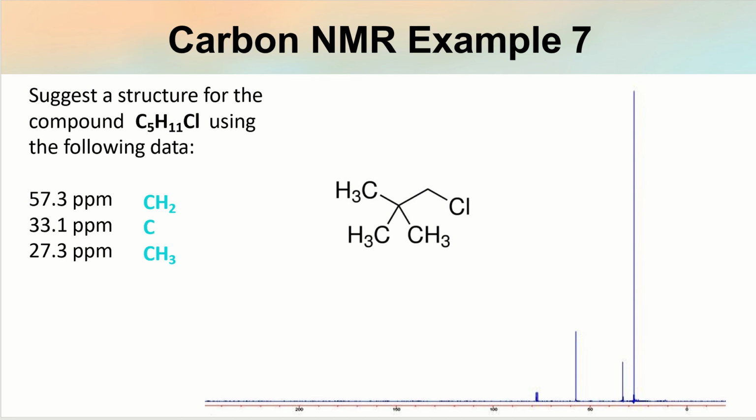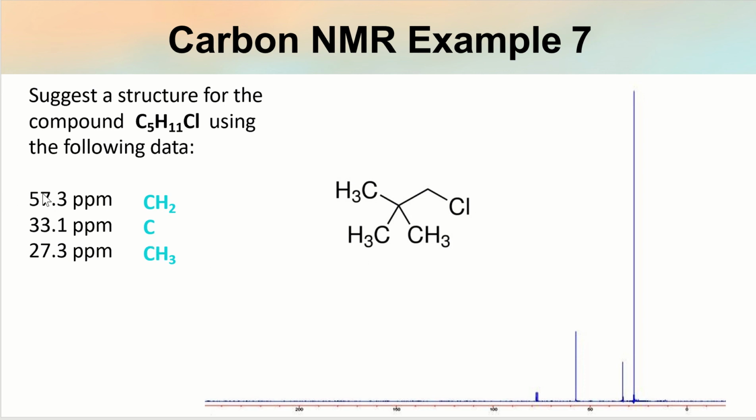And then our final examples, example 7: suggest a structure for the compound C5H11Cl using the following data. So in this case, we have 5 carbons, however, we only have 3 carbon signals, which suggests clearly that we have some carbons that are in similar environments, right? So without seeing the structure, you wouldn't have known the structure, right?